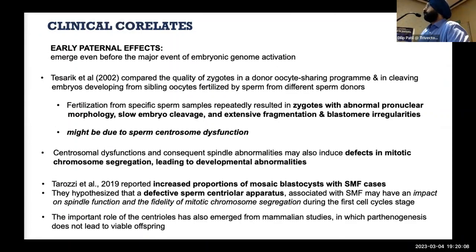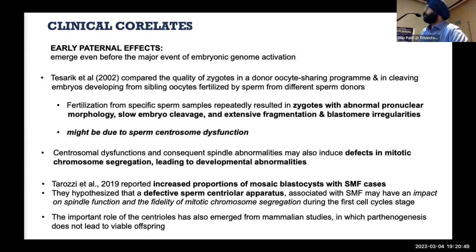If I look at the clinical correlations, there's an early paternal effect which emerges even before the major event of embryonic genomic activation. There are studies of the quality of zygotes in a donor oocyte sharing program and in cleaving embryos developing from sibling oocytes fertilized by sperm from specific sperm donors. They found that fertilization from specific semen samples repeatedly resulted in zygotes with abnormal pronuclear morphology, slow embryo cleavage, extensive fragmentation, and blastomeric irregularities. And they ascribed these discrepancies to sperm centrosome dysfunction.